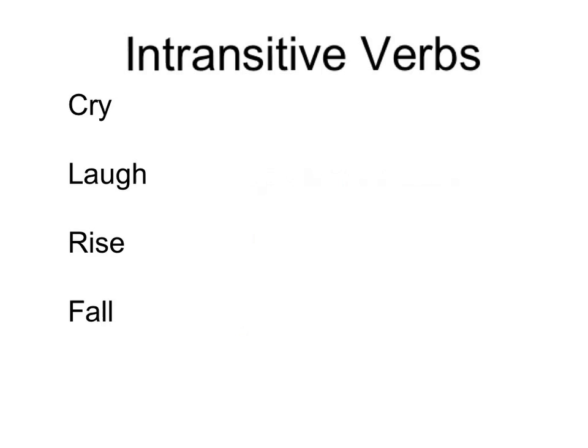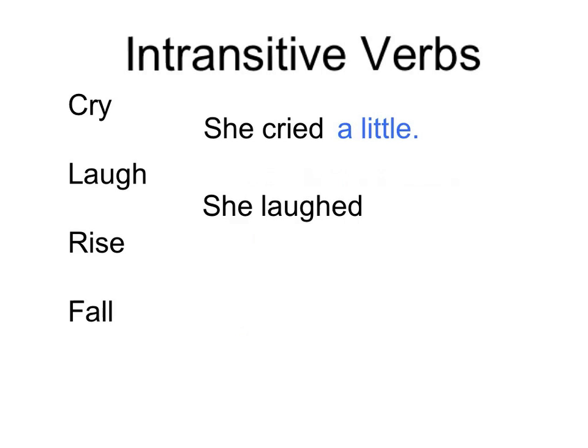Cry, laugh, rise, and fall are four good examples of intransitive verbs. For example, you could say, she cried. You could add a description, she cried a little. You could say, she laughed. Could you say, she laughed the joke? You couldn't do that here because she is our subject, laughed is our verb, and the joke is our object.